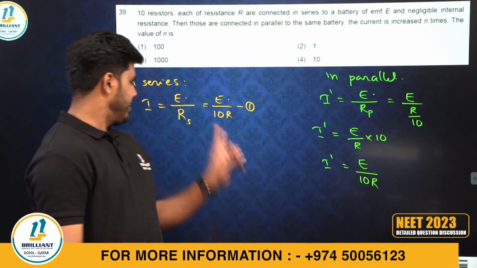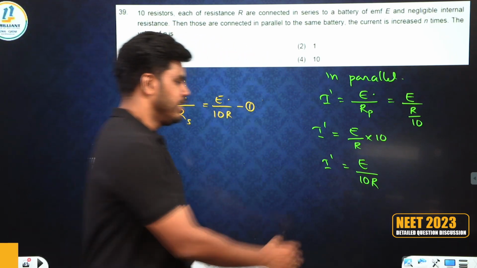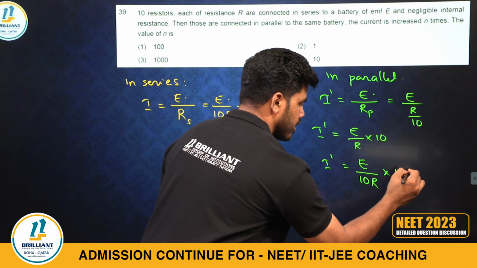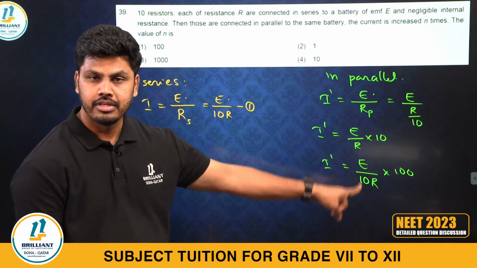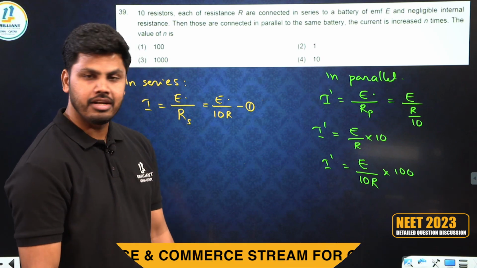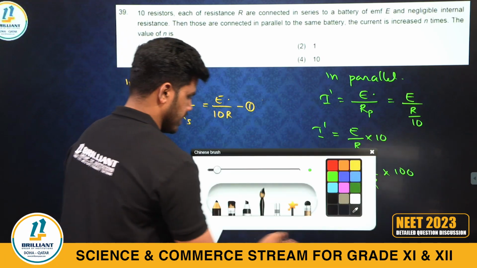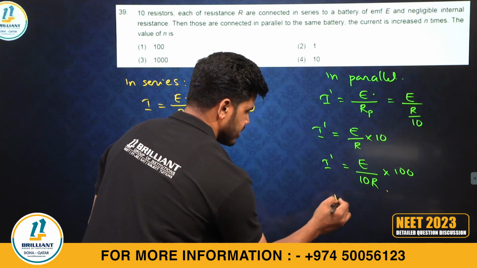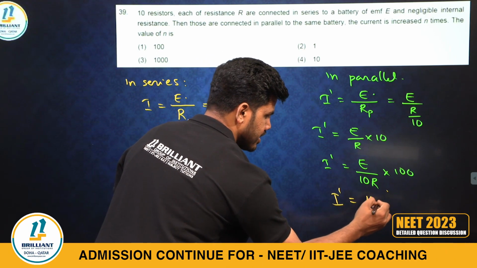Why? We have E divided by 10R as equation number 1 here. E divided by 10R into 100 gives you the same result. Correct? We can say I dash, the new current, is 100 times I.